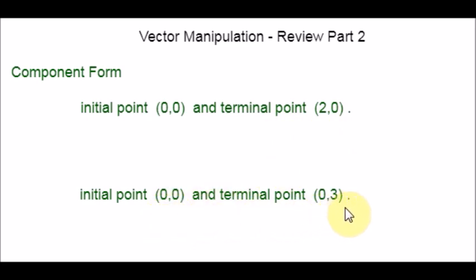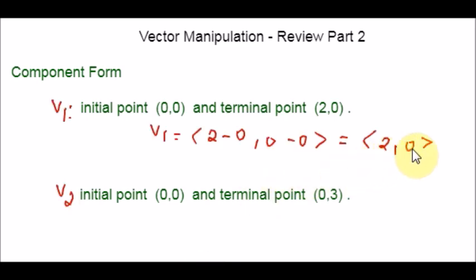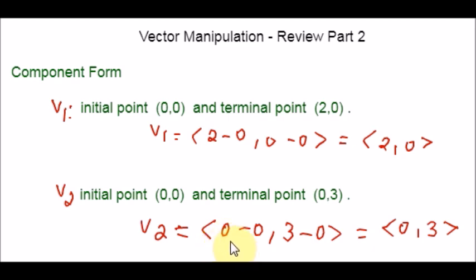Let's now find the position vector for this one. Let me consider this as v1 and this as v2. So v1 is (2, 0). Let's now find v2 with the initial point (0, 0) and terminal point (0, 3). So 0 minus 0, 3 minus 0. Therefore the position vector would be 2 plus 0 and 0 plus 3. So that would be (2, 3).